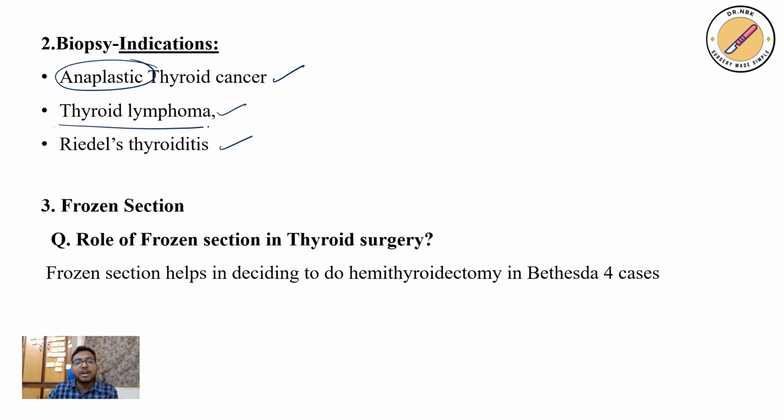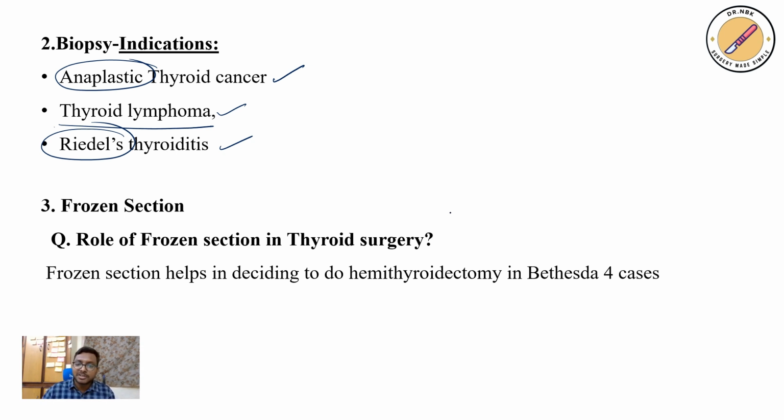Then another one is thyroid lymphoma, Riedel's thyroiditis. In every case of Riedel's thyroiditis, you need to go for biopsy because the clinical findings of Riedel's thyroiditis will be very hard. You cannot tell whether it is really thyroiditis or malignancy. It will be that hard. That is why you should go for biopsy to rule out either lymphoma or anaplastic thyroid cancer.